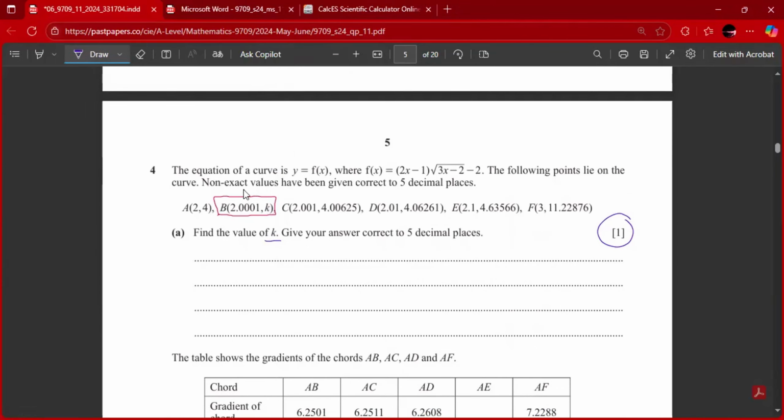So we are given the value of x, which is this, because we write it like this in coordinates. This is x, this is y, and our y is k. But we are given f of x, and f of x is equal to y. So this thing is equal to y. Meaning that if I put this value of x, 2.0001, in this equation, I would get my value of k. So let's just go to the calculator.